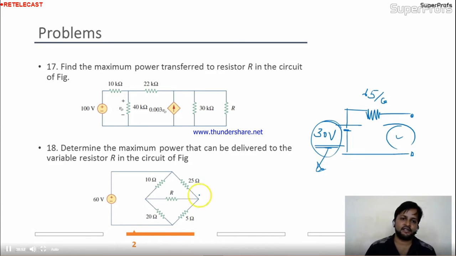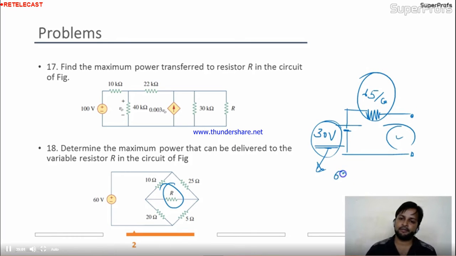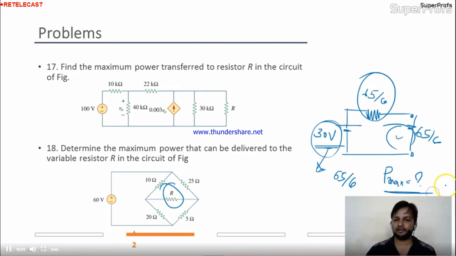So this is the circuit, and he is asking to determine the maximum power that can be delivered to the R. So what is the R now? Load resistance should be equal to 65 by 6. Here the 65 by 6 is another resistance. Now we can easily find out the maximum power. So this is up to you to find out. I hope this one is clear to you.